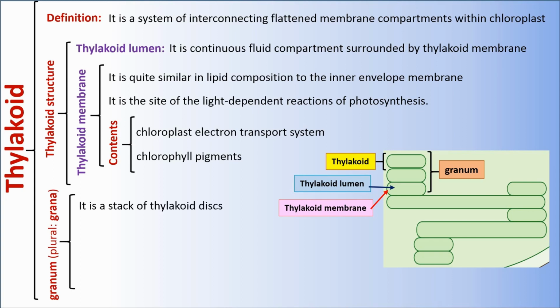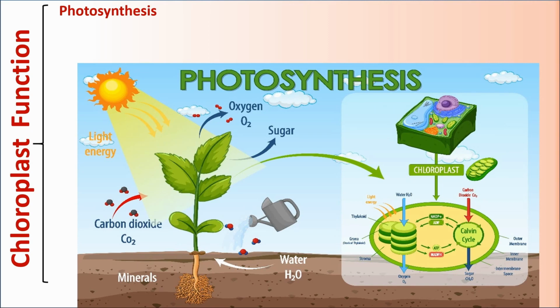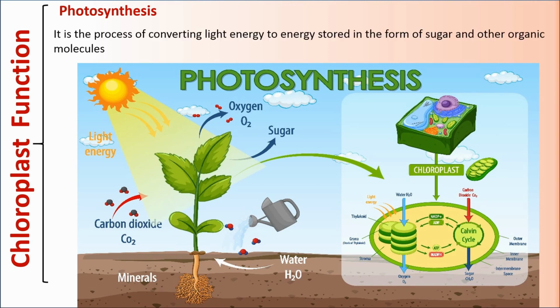Granum is a stack of thylakoid discs. Chloroplasts can have from 10 to 100 grana. Grana are connected by stromal thylakoids. Other names of stromal thylakoids are intergranal thylakoid and lamellae. Chloroplast function. The most important function of chloroplast is photosynthesis. It's the process of converting light energy to energy stored in the form of sugar and other organic molecules.